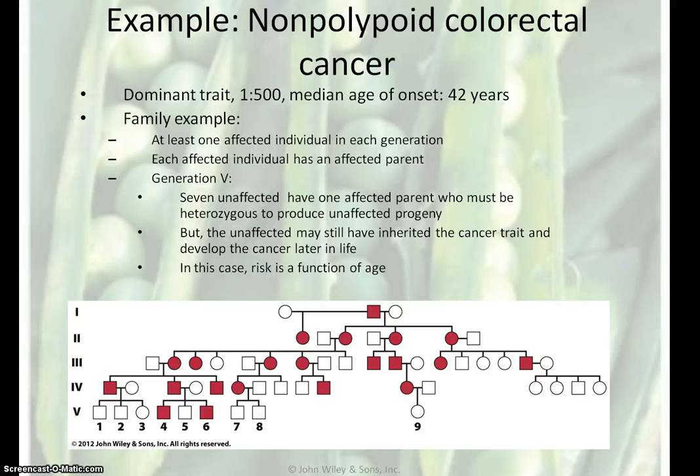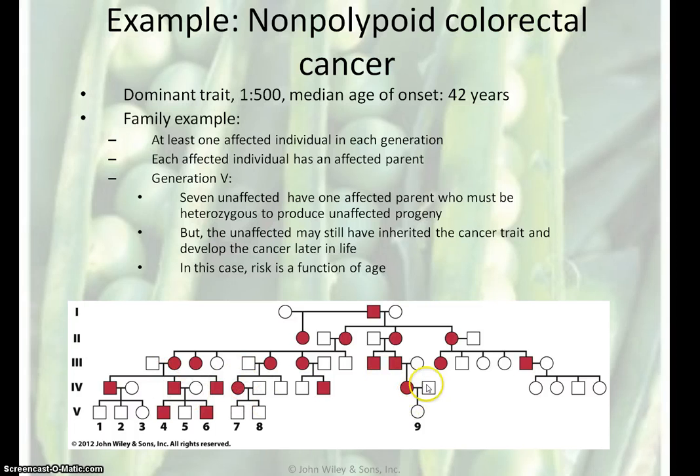So in this family, what you can see is that at least 1 affected individual is affected in each generation, and each affected individual has an affected parent. Now the issue arises with generation 5. What we're looking at is 7 unaffected individuals, 2 affected individuals, but of these 7 unaffected individuals, all of them have a parent who is affected.